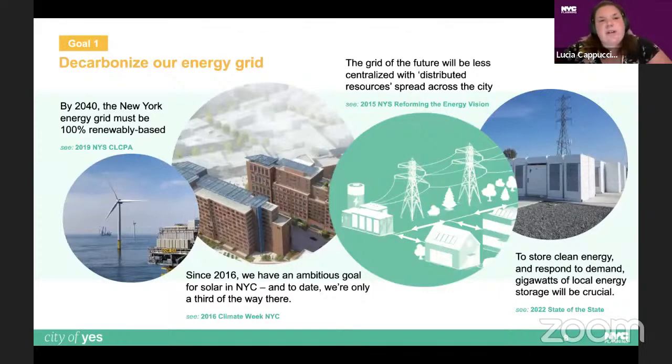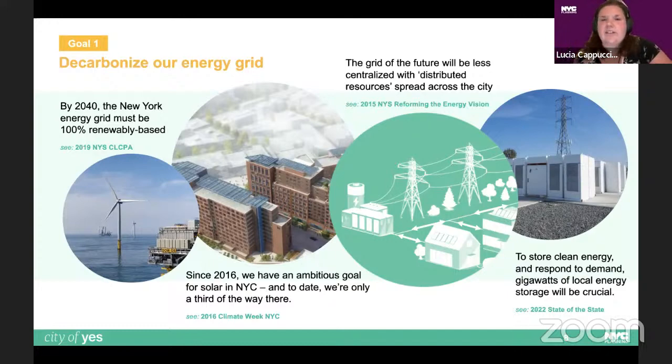So the first key goal is supporting the decarbonization of our city's energy grid. Illustrated on this slide are initiatives already underway at the state or city level. These are not part of our zoning proposal, but they're the context in which our planning work has been informed. By 2040, New York State is legally required to achieve a 100% renewably based energy grid. To support this, we'll be developing large amounts of offshore wind and bringing in more clean hydroelectric power from upstate New York and Canada. So this includes putting our rooftops to work generating energy across the city.